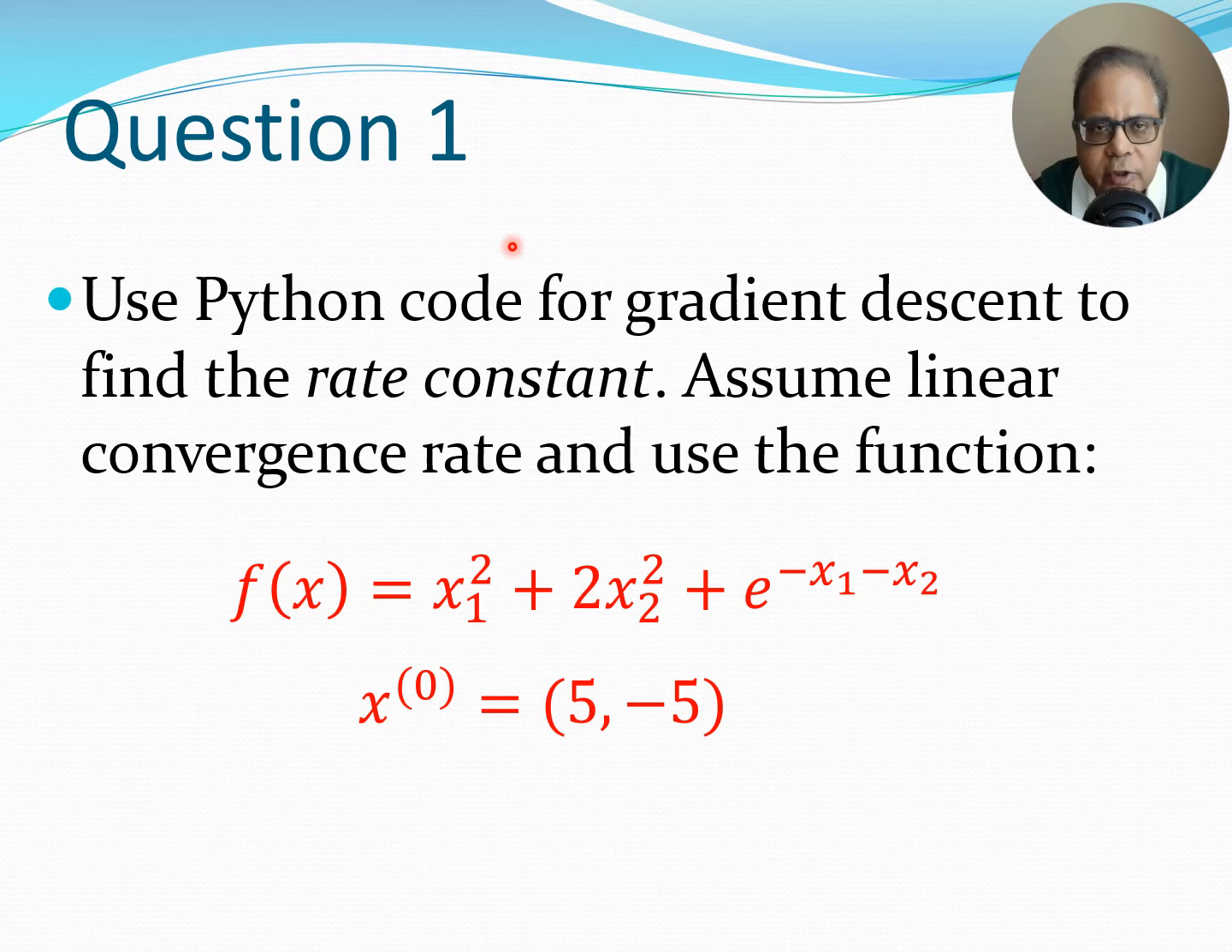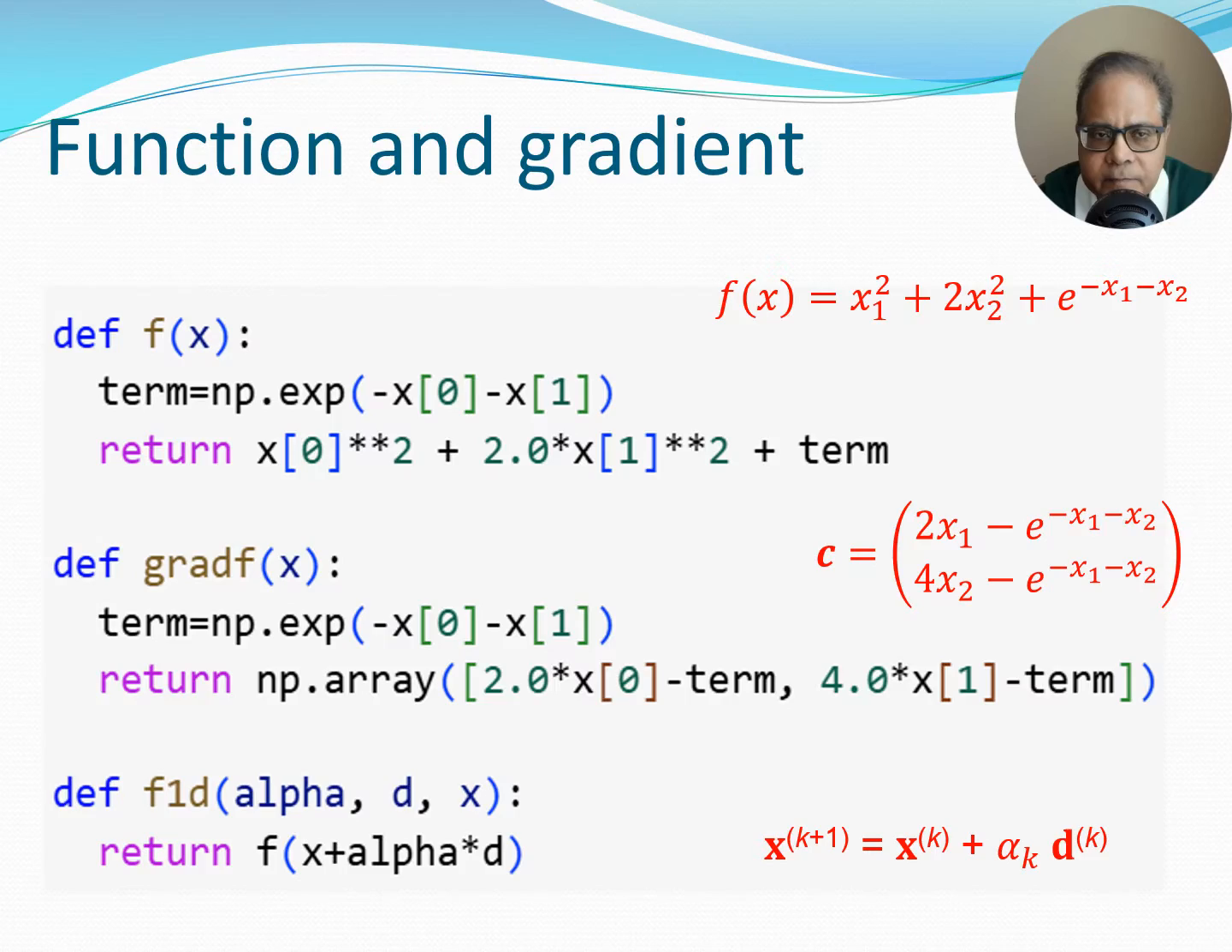Now let us turn to the question, which is we want to write a Python code for gradient descent to find the rate constant. And we are going to assume a linear convergence rate, and we again use the function which we have used several times before in this course, which is f(x) equals x1 squared plus 2 x2 squared plus e to the power minus x1 minus x2. And we are going to start from the point (5, -5).